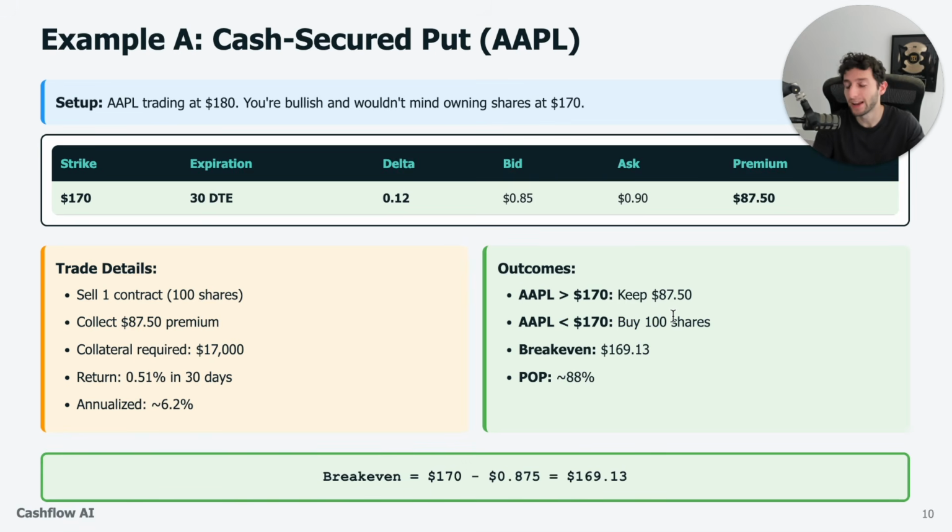And again, the advantage here is that you're doing this while Apple's at 180, right? So if price keeps going up, you're going to make money. If price dips down, well, instead of buying at 180, you're now able to buy it at 170 because that's when you sold the actual shares at. So now let me show you a live example in the actual charts.